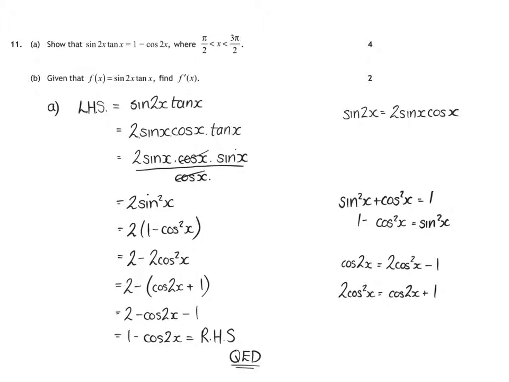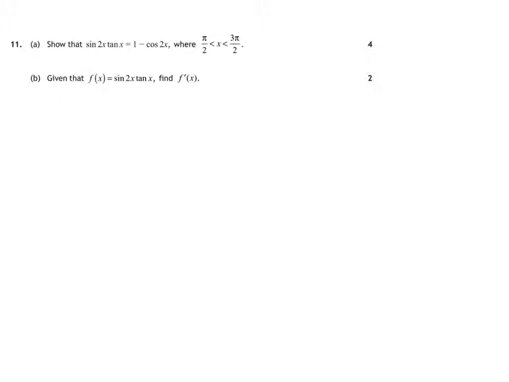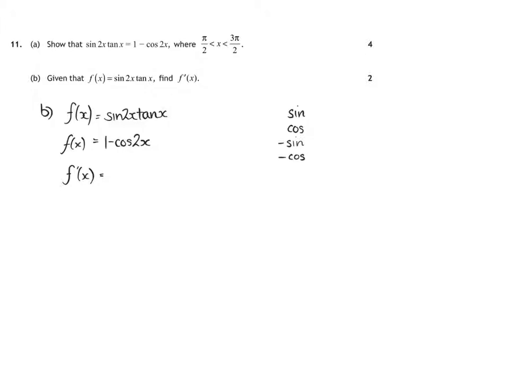Okay, so for part B, we've been asked, given that f of x is equal to sine 2x tan x, we need to find f dash of x. So we can say that is equal to 1 minus cos 2x. So when we differentiate, if we look at our loop, sine goes to cos goes to minus sine, and minus sine goes to minus cos. And then it goes back to the start of our loop.